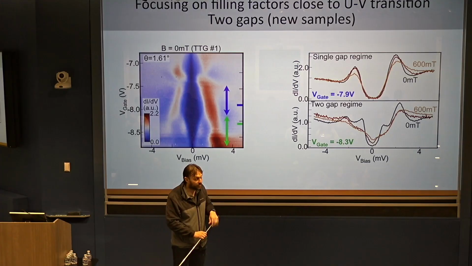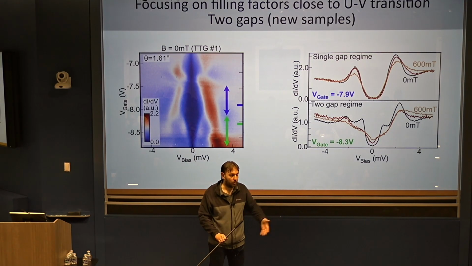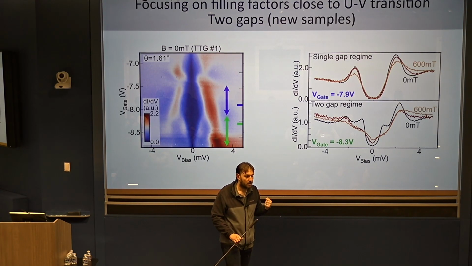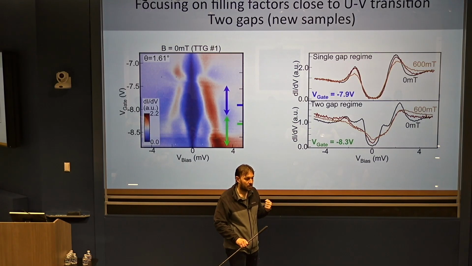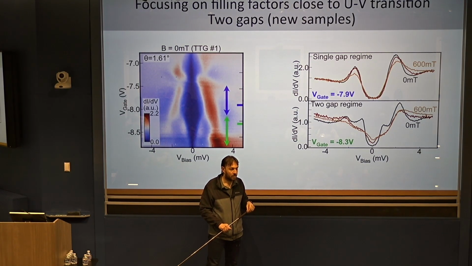But Andreev reflection, because you have superconductivity everywhere, is much more robust than this gap. I don't get that. If it's superconducting, it's superconducting. Why would Andreev reflection be more robust than the single particle gap?